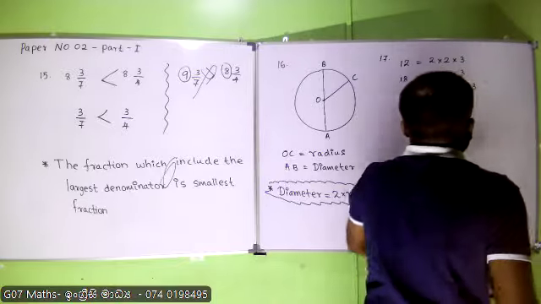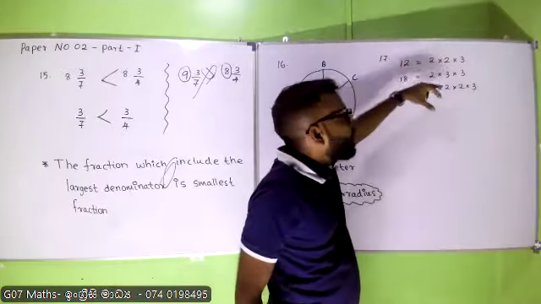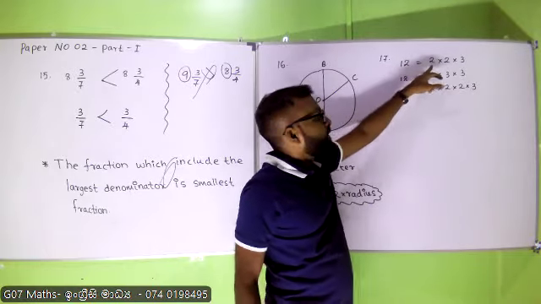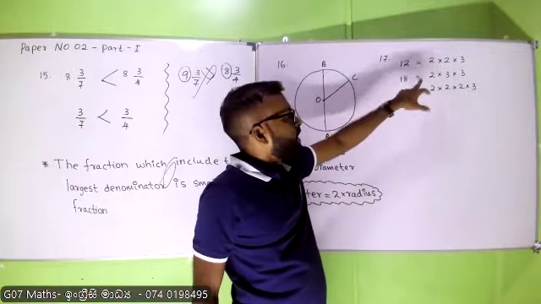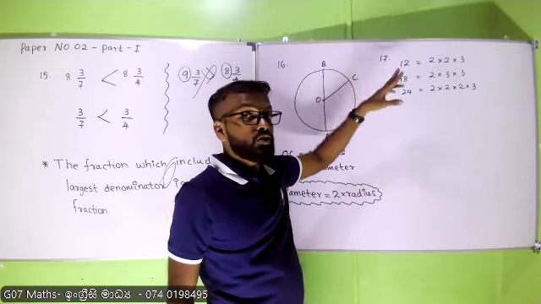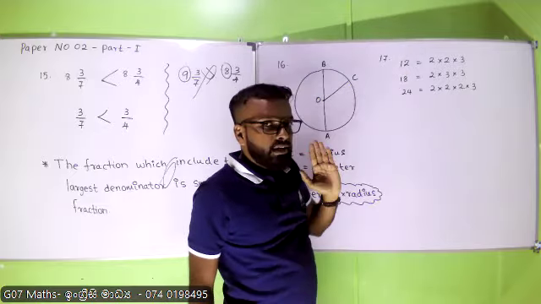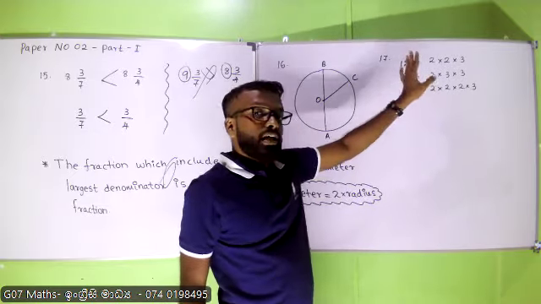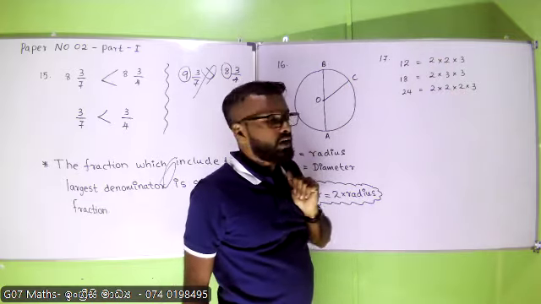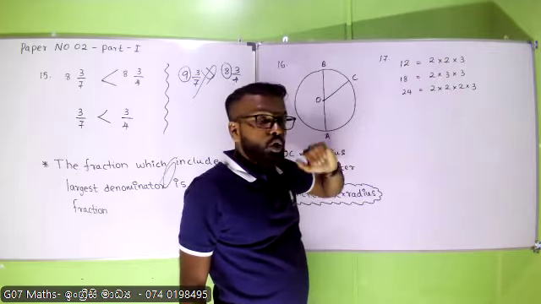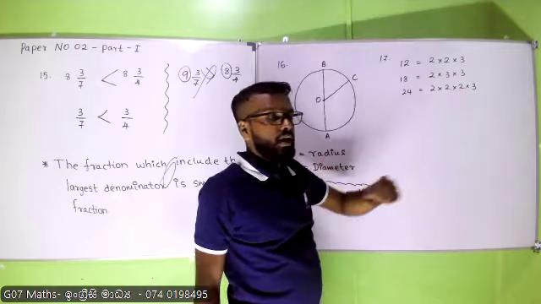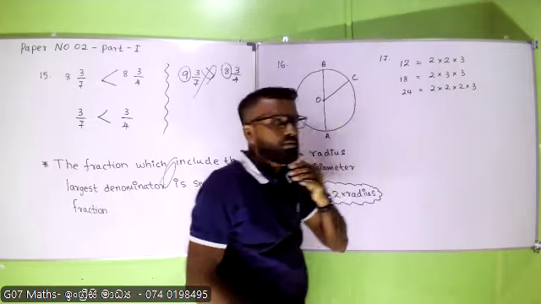Here you have the multiples of prime factors. 12 can be written as 2 times 2 times 3 by using the prime factors. 18 is 2 times 3 times 3, as multiples of prime factors. 24 is 2 times 2 times 2 times 3, you will get 24 as multiples of prime factors.